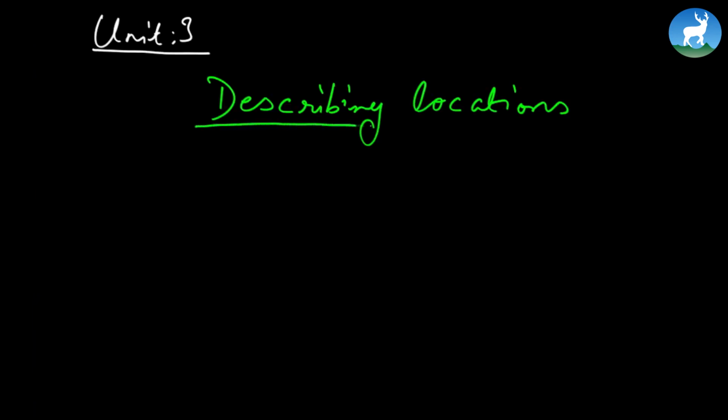Today, let's start the chapter. This is Unit 3 and it's Describing Locations. So what do you understand by describing the locations, by the way? Have you ever wondered what we're talking about here? What kind of location are we talking about here? And in what manner are we going to describe such locations?